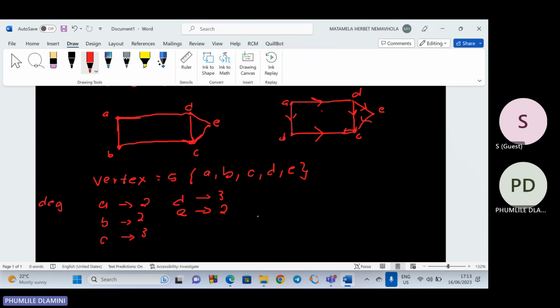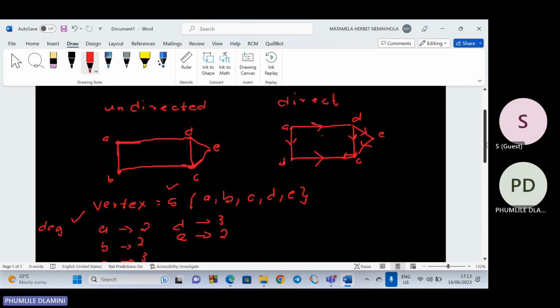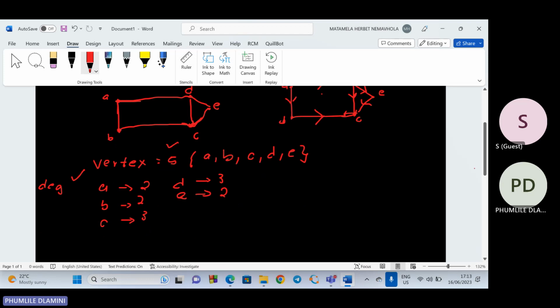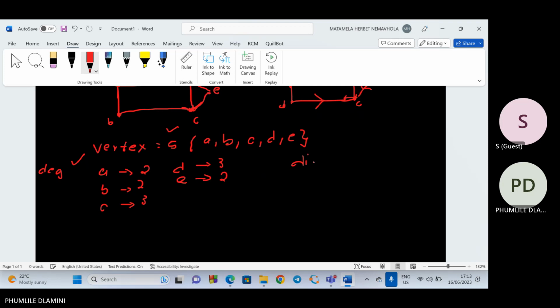So now we have done this to show you how to calculate the degree. You now know how to get the vertices and how to get the degree of each vertex. Now we can go to the directed graph. This is just an example of a directed graph. A directed graph has arrows, and I will write it here, directed.